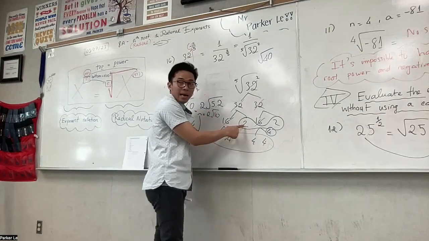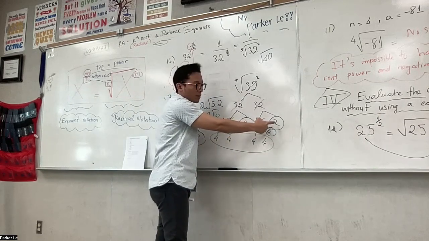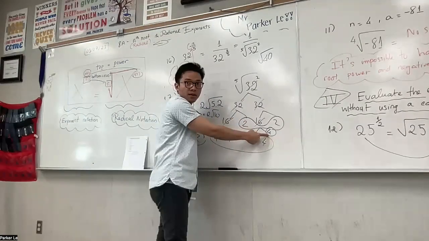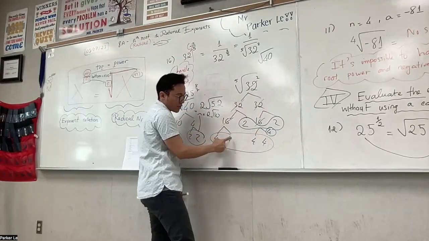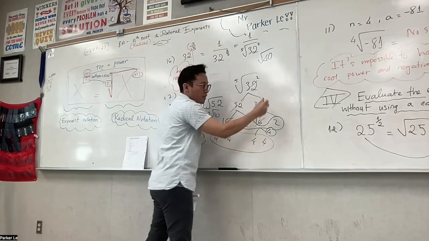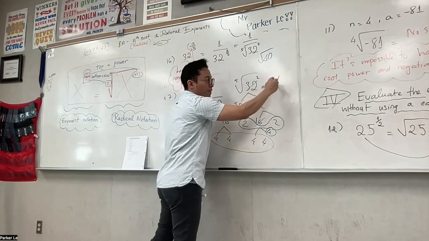Same thing here. You have left 2 and 2. So you multiply 2 and 2, you get 4. And we need 5 same numbers to go out. I have 1, 2, 3, 4, 5. So what number is going to go out? 4. That's it.